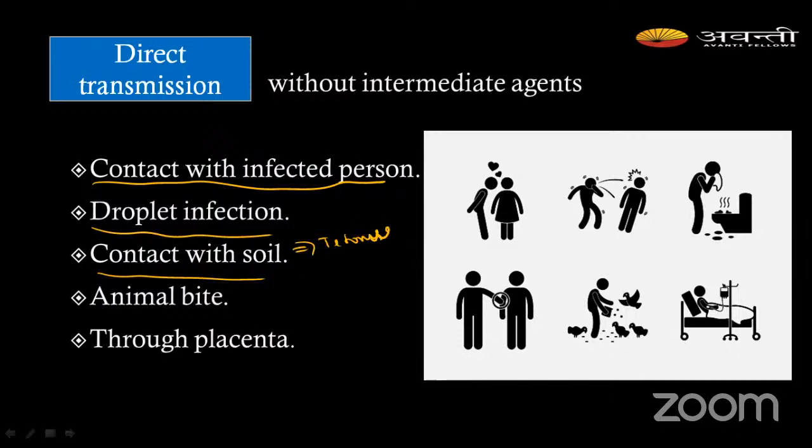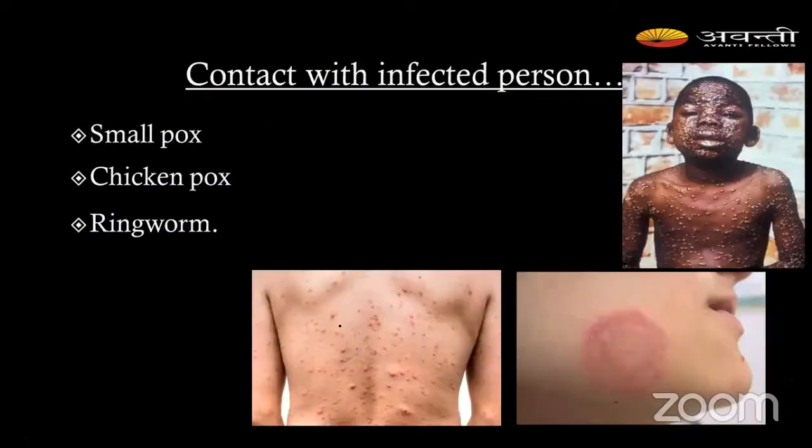Students, tetanus; animal bite, you are going to get rabies; and through the placenta you are going to get syphilis. And AIDS, HIV, also. So this is how direct infection comes: infected person, droplet infection, contact with the soil, animal bite, and the placenta. See here, I have given examples. Contact with the infected person: smallpox, chickenpox, and ringworm. Students, you have to remember these examples also. It is very, very important.